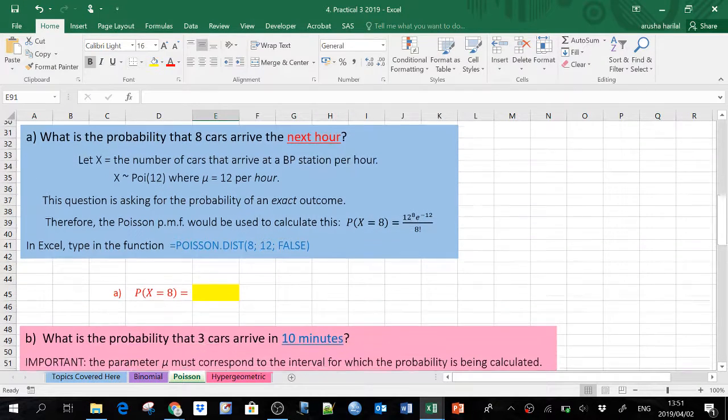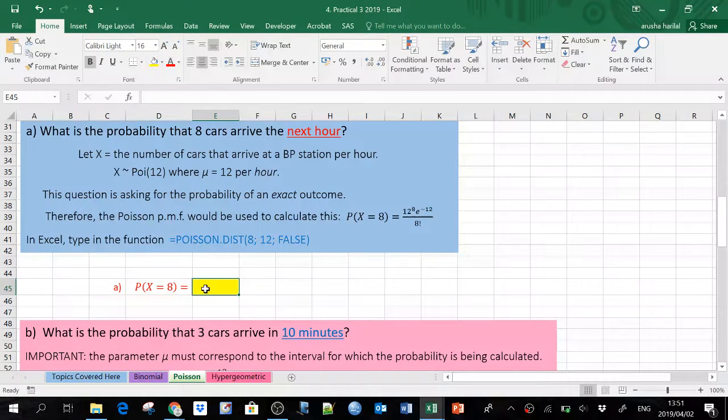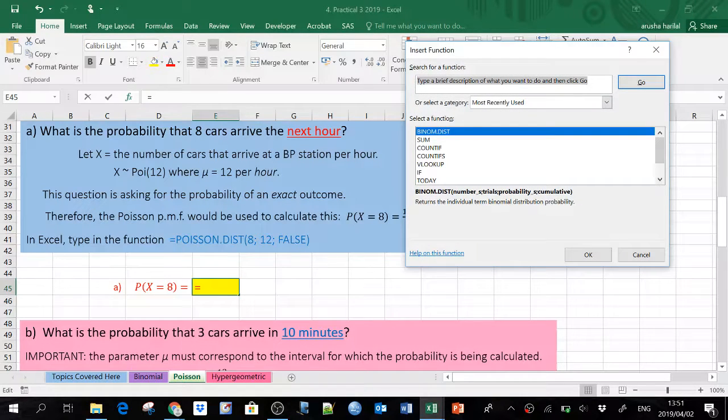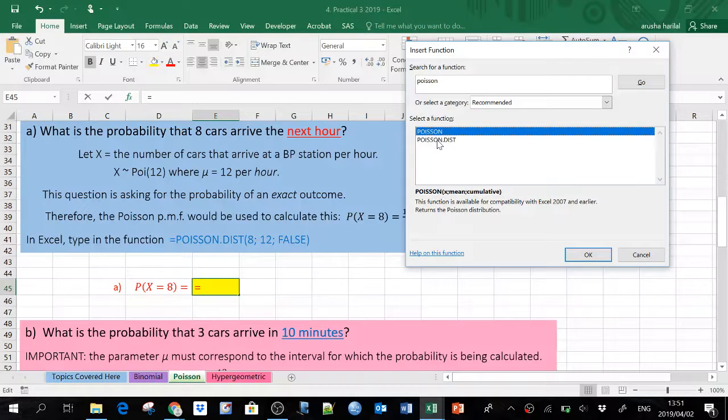But if we wanted to type this into Excel, again, we're going to use insert function. And now let's type in Poisson, and say go. So it's given me POISSON.DIST.